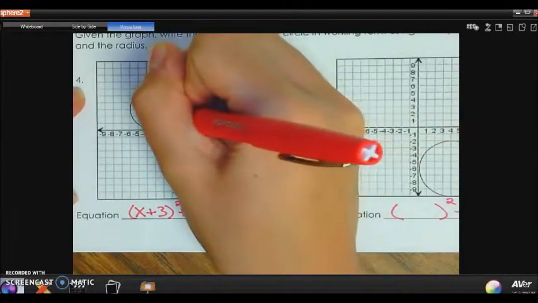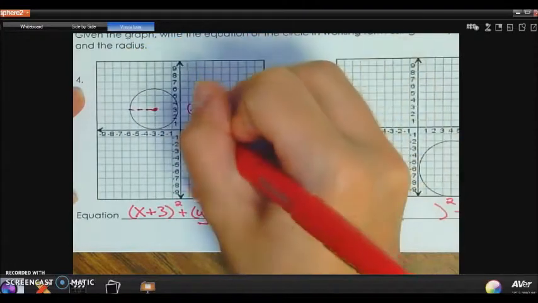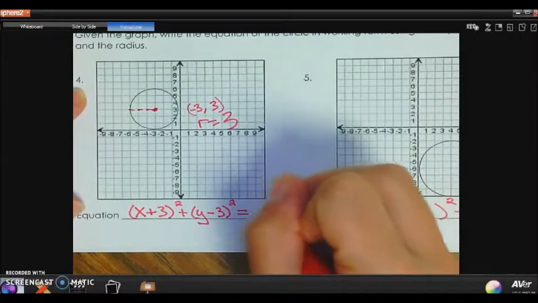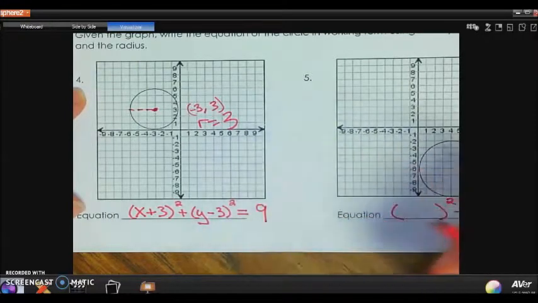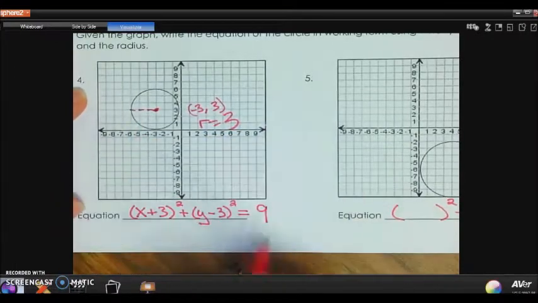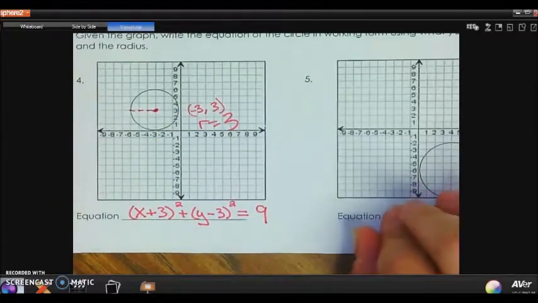And then my radius is 1, 2, 3. So here r equals 3 as well. And so now I don't put a 3 there, I put a 9, because remember it's r squared. So just like before I had to take the square root to get the radius, well now I have the radius, so I need to square it.